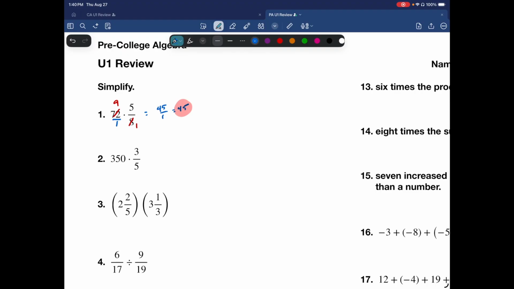On 2, once again, it's over 1. And then we know 5 goes into 5 and 350. 5 goes into 5 one time. 5 goes into 350, let's see, 70 times. And so you multiply across the top, across the bottom, you get 210.